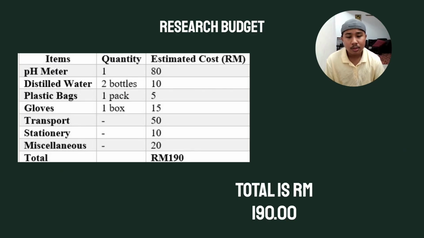So this is the research budget. They estimate the costs required for these studies. It includes materials, equipment, and transportation expenses needed for soil sampling and pH analysis. These budgets help ensure that all research activities can be completed successfully. So the total of my research budget is 190 ringgit.